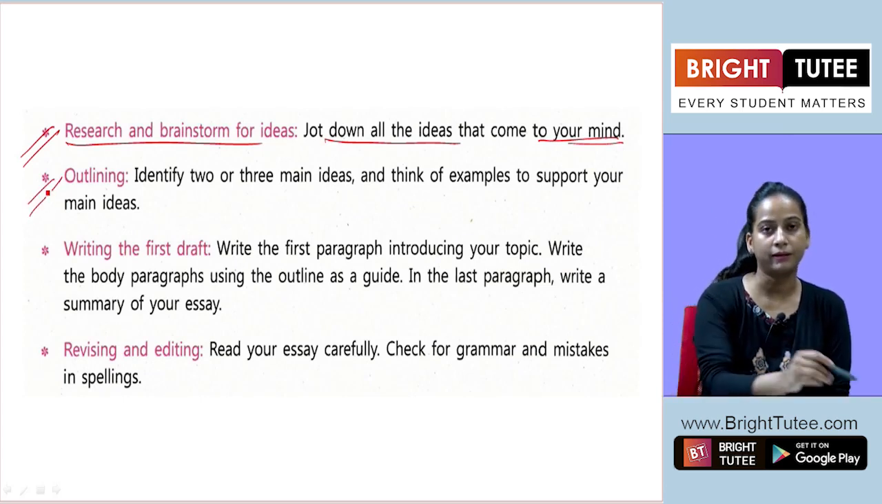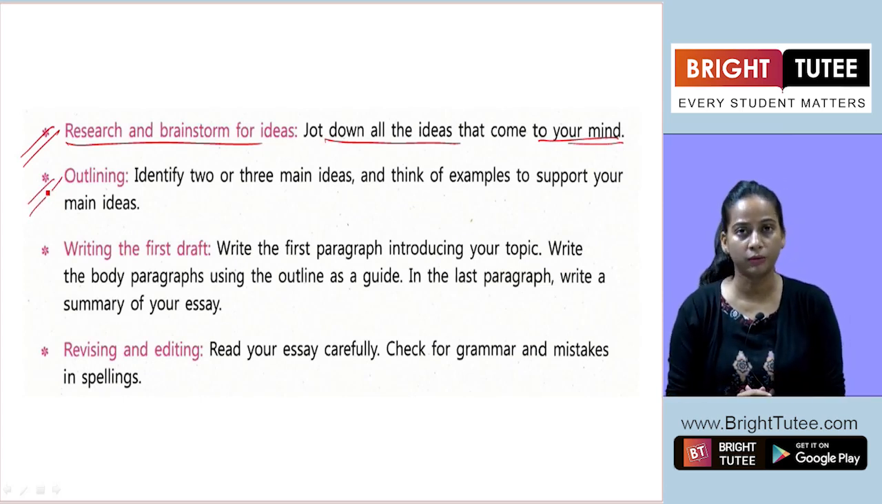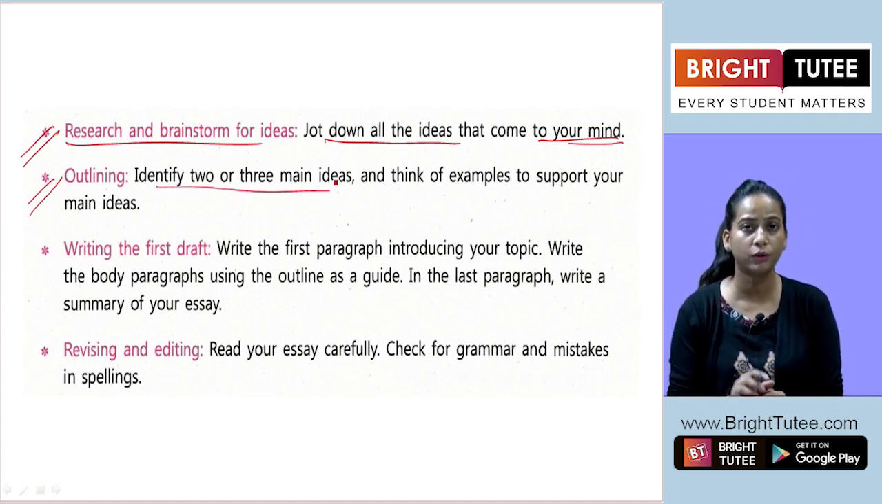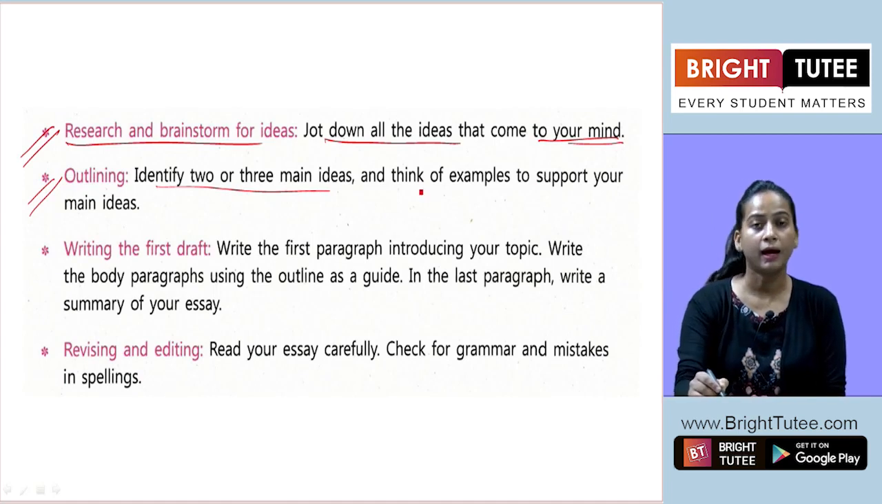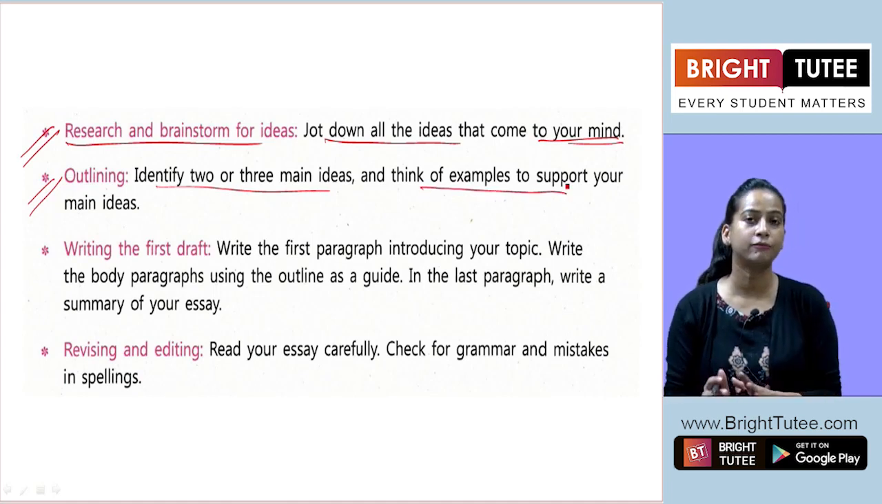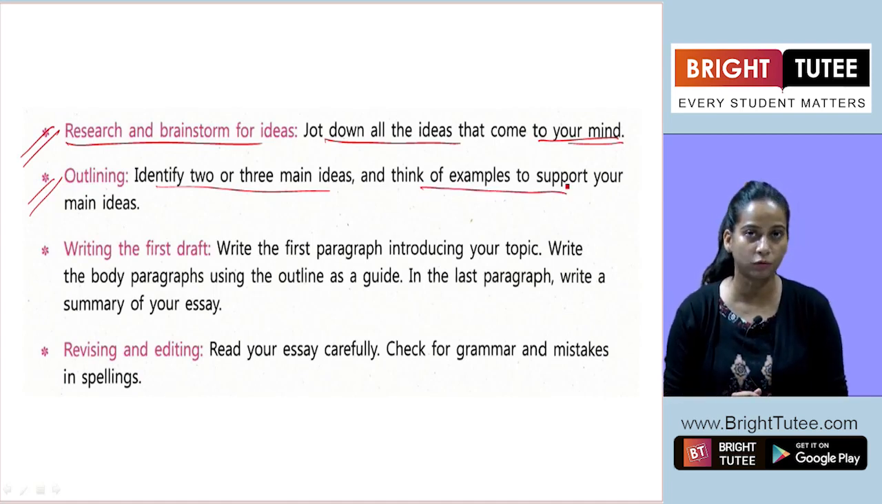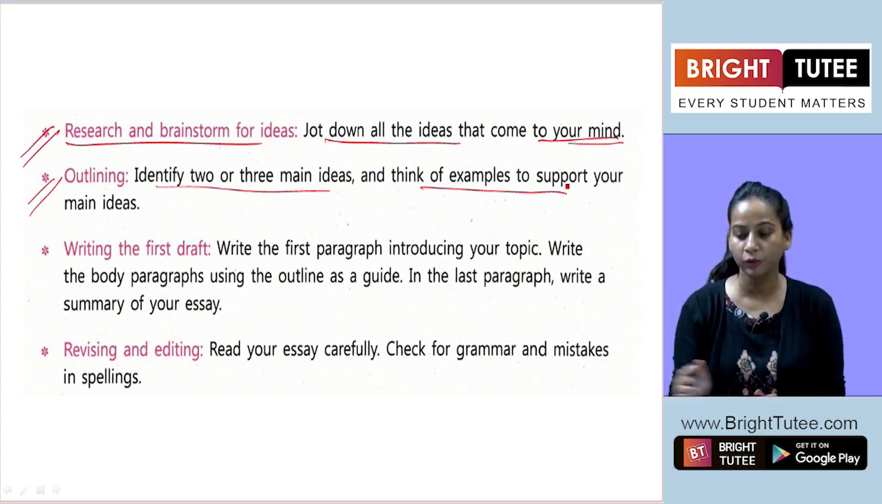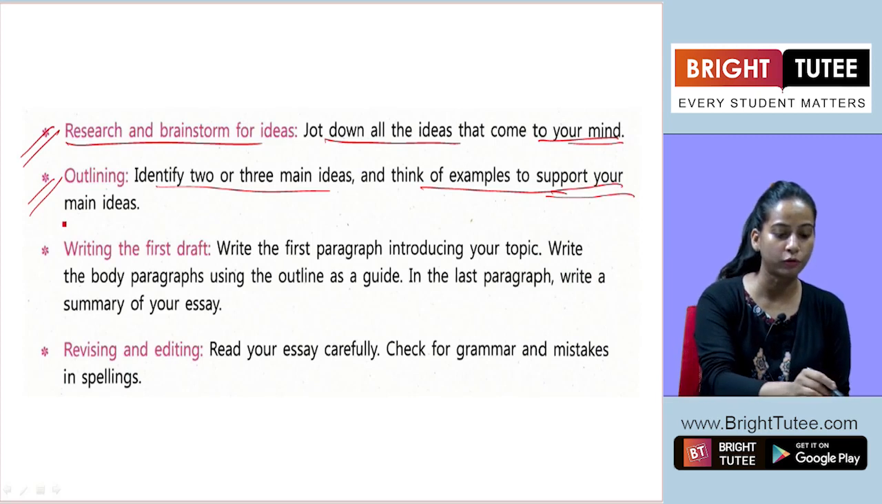Then outlining. Here we need to identify 2 or 3 main ideas that we have to include in our essay writing. And related to that, we have to think of different examples also, because if different examples are there, it will be more relevant and more understandable, and it can help you to support your main ideas.